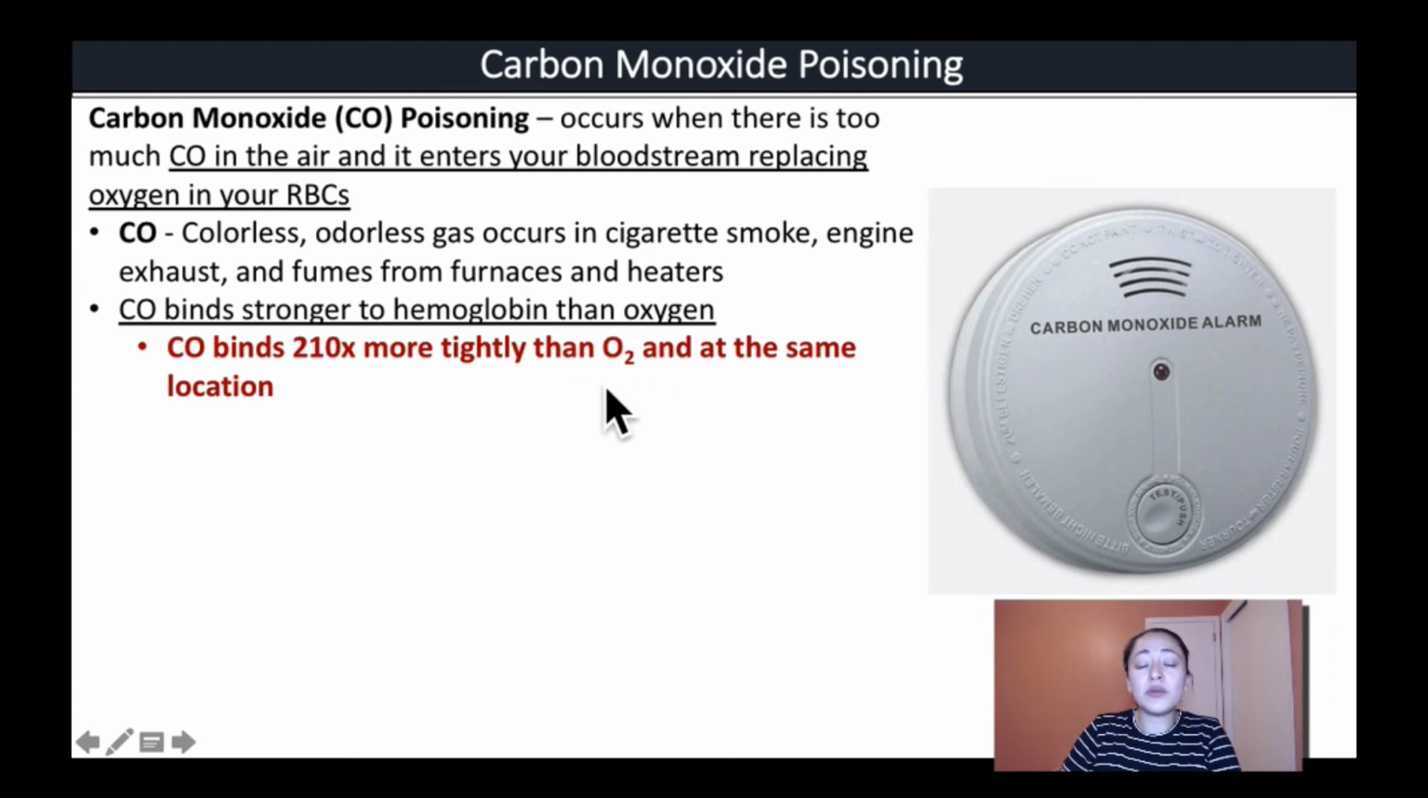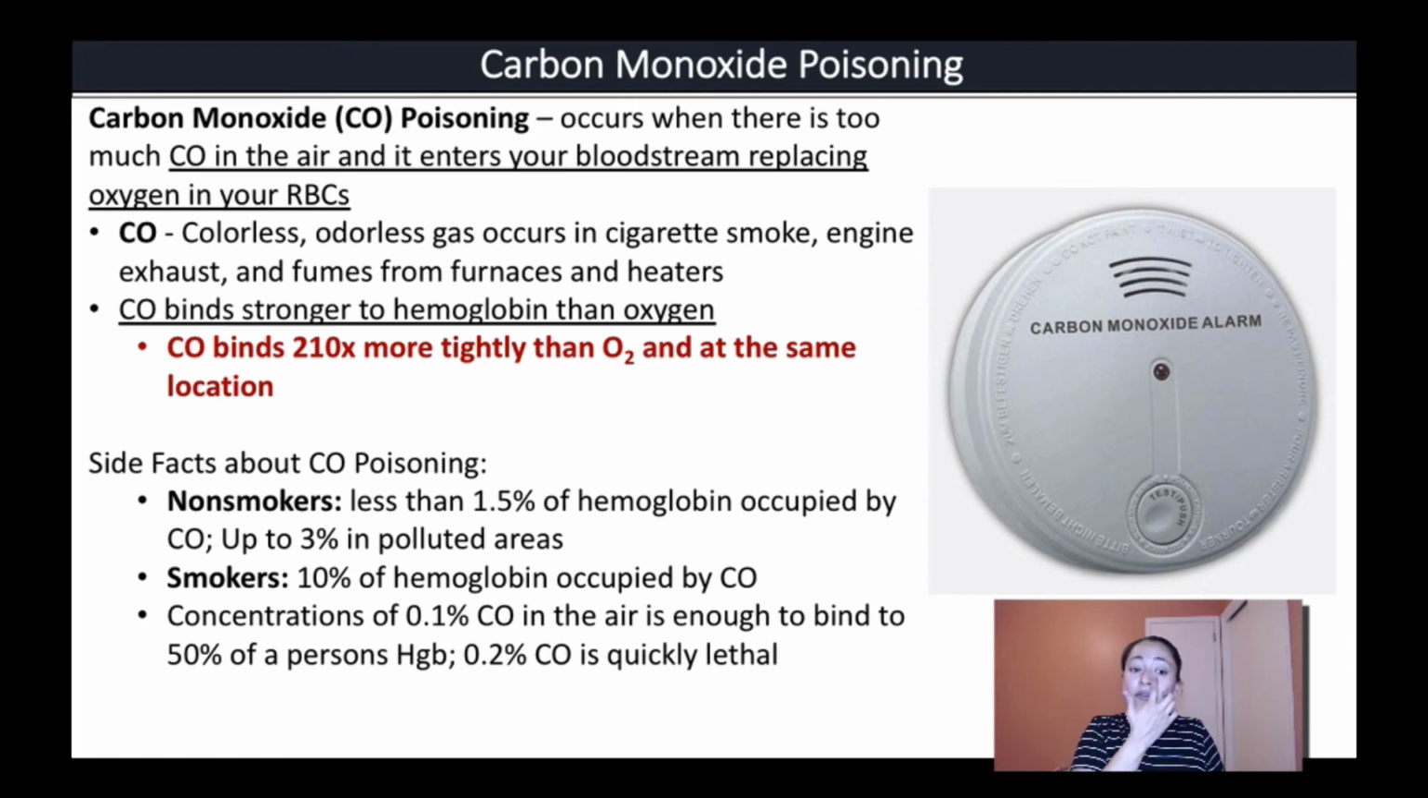And so this becomes really deadly because carbon monoxide will start entering your blood, binding to your hemoglobin, and then you can't transport oxygen. And next thing you know, you're feeling dizzy and you pass out, and that will lead to death unless somebody can remove you from that environment where there's carbon monoxide.